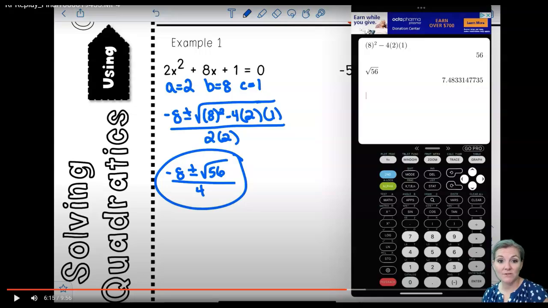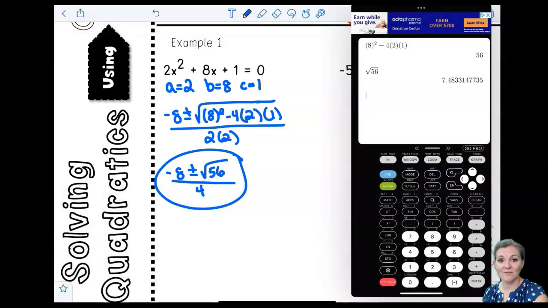So it has 2 solutions. It has 2 real solutions, and you have both of them there. You have negative 8 plus the square root of 56, which is 7 and some change, divided by 4, and you have negative 8 minus 7 and some change, divided by 4. You do still have 2 real solutions. They're just not pretty. So that's as pretty as we can leave it, and that's as pretty as right now we're going to leave it.